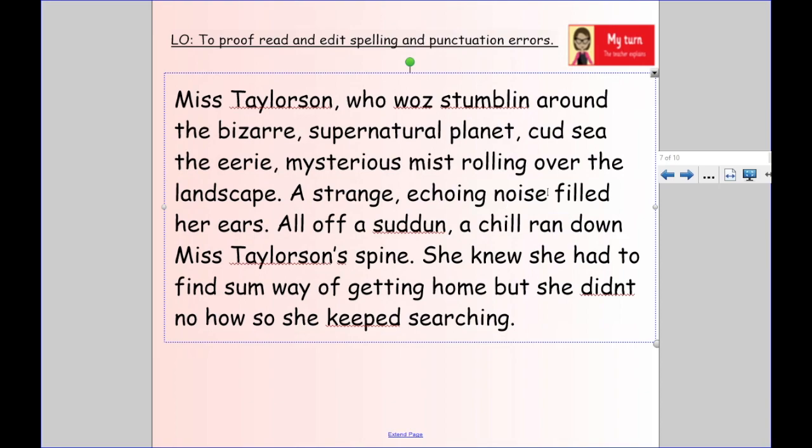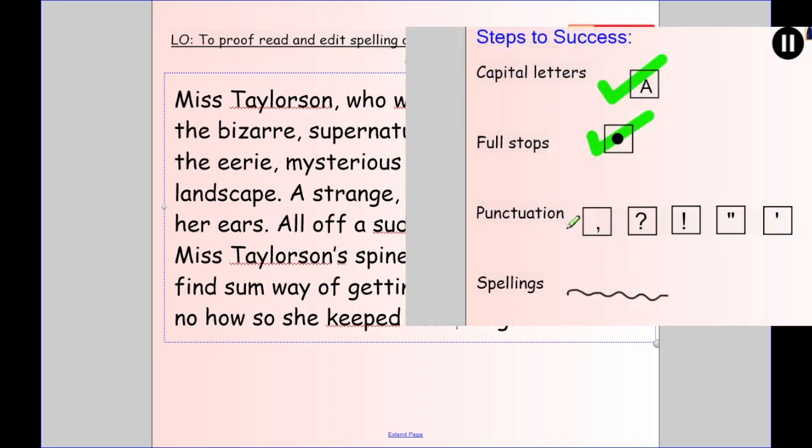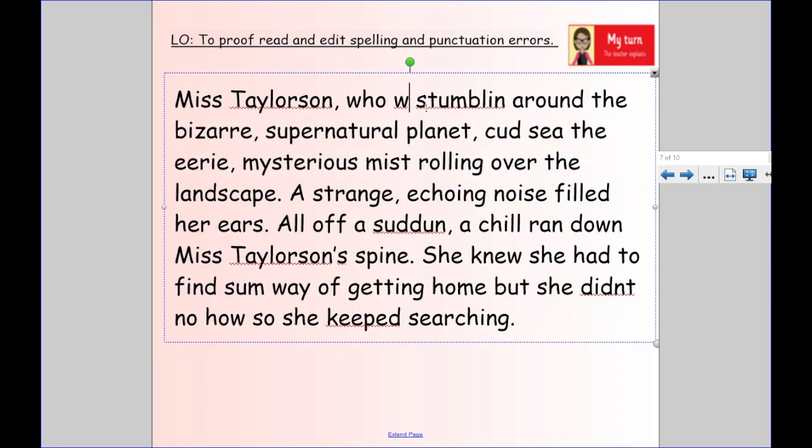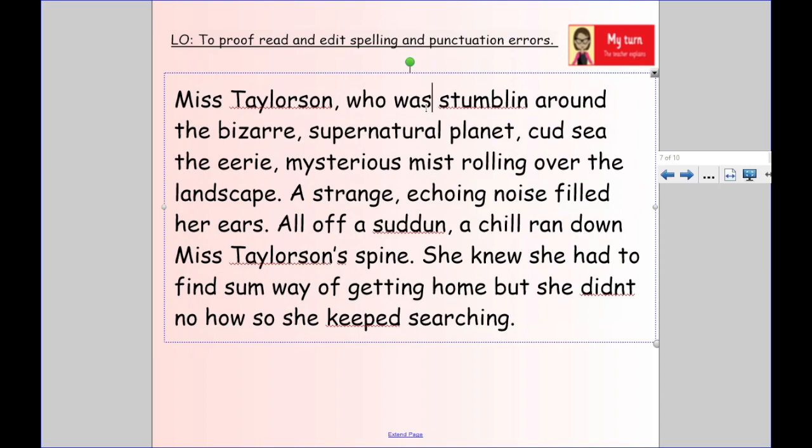A strange echoing noise filled her ears. All of a sudden, a chill ran down Miss Taylorson's spine. She knew she had to find some way of getting home, but she didn't know how, so she kept searching. I now think I've got all the punctuation I need in this paragraph, so I'm going to start looking at my spellings. Okay, so Miss Taylorson, who was, I know was isn't spelled correctly, so I'm going to change it.